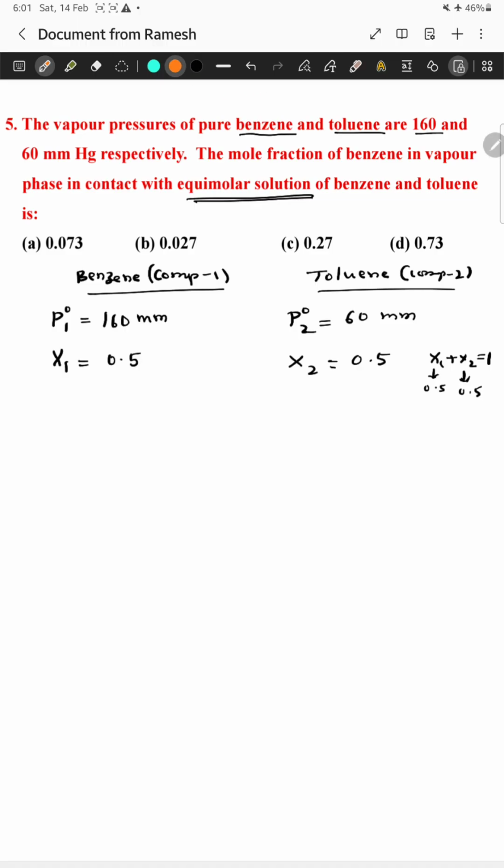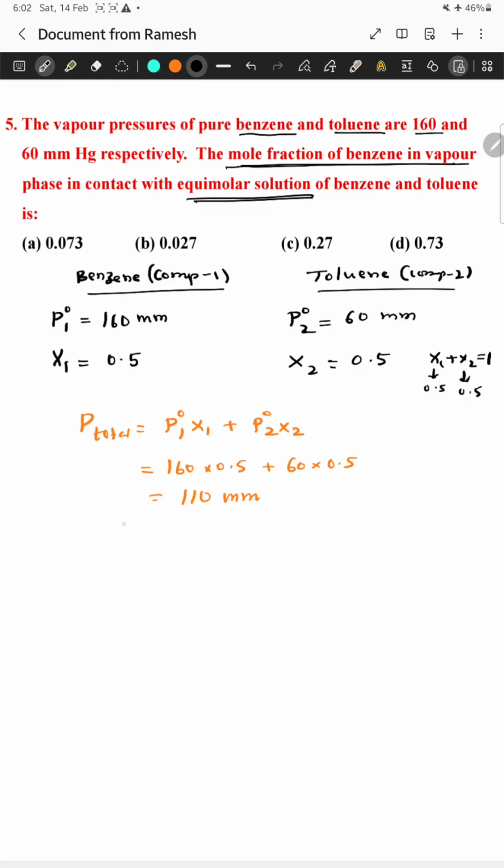What is that formula? P total, the vapor pressure of the mixture, is nothing but P01 chi1 plus P02 chi2. That is Raoult's law, correct? So P01 is 160, chi1 is 0.5, plus P02 60 into 0.5. So you will get finally 110 millimeter of mercury. This is P total. Now they are asking for the mole fraction of benzene in the vapor phase. To calculate that, we have to use Raoult's law in the vapor phase.